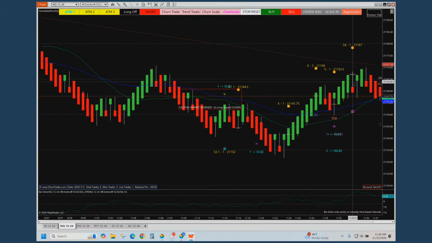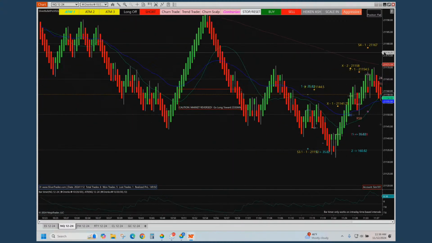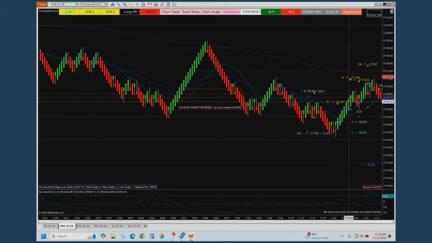Again, good pullback, but now the market is again deciding whether to go down or do something else. So I'm going to wait. This is a chop zone.